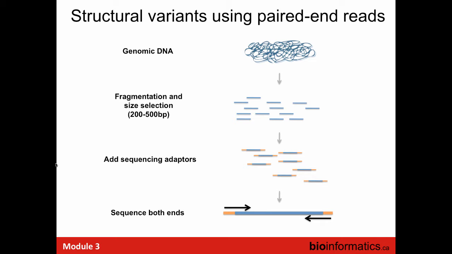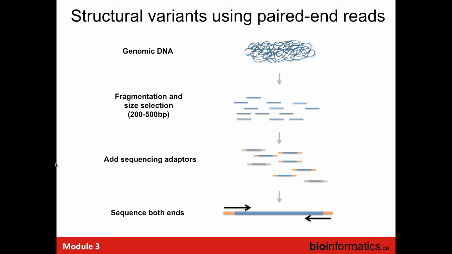So the typical way of finding structural variation is using these paired end reads that we discussed in the first part of the lab. So here's an overview of how you generate paired end reads from genomic DNA. You start with your genome. You then fragment it into short pieces, usually in the size range of about 200 to 500 bases after size selection. You then add sequencing adapters to both ends of those DNA fragments. Then you put them on your Illumina sequencer, sequence from both ends.